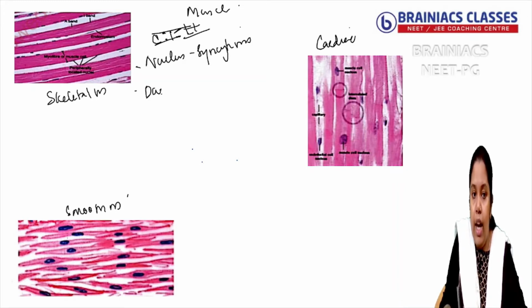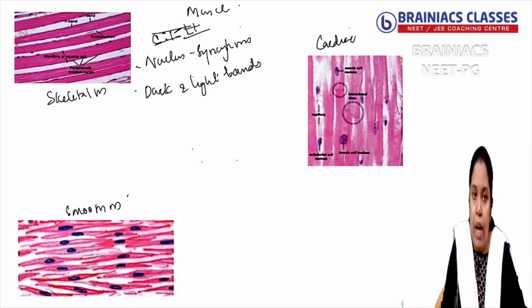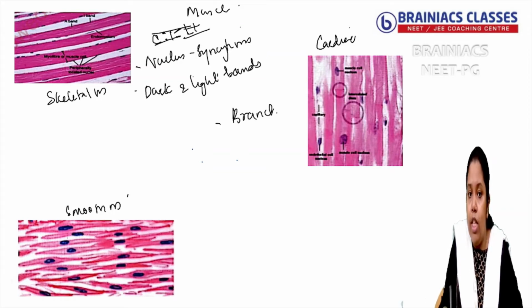It has dark and light bands. In skeletal muscle, the dark and light bands are called the A band and I band, the anisotropic band and isotropic band, which we have already discussed in physiology. The structure of muscles, where you can see the H zone, Z line, and H band, we have already completed there. Now coming to the cardiac muscles. Cardiac muscles form branches, and these branches anastomose with each other.